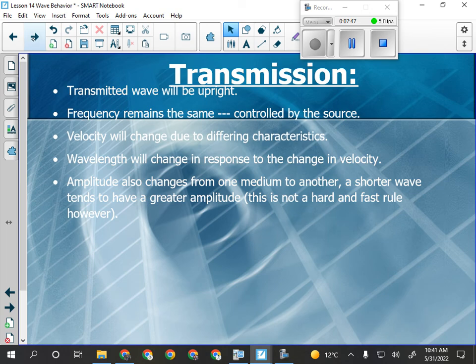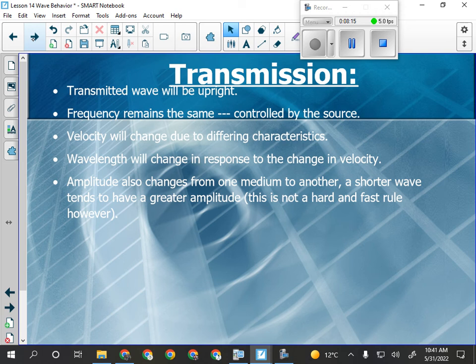Now, when a wave gets transmitted, the transmitted wave will always be upright. So if I've got a crest coming in, it'll be a crest in the new medium. The transmitted wave is always the same as the incident wave. Frequency remains the same, controlled by the source. The velocity will change because it's going into a new medium. The wavelength will change because it's going into a new medium and has to change if velocity changes.